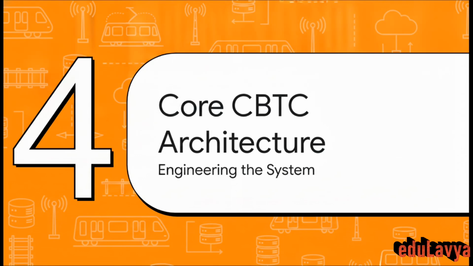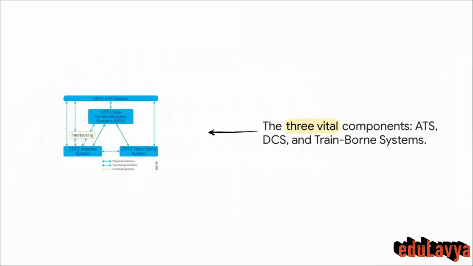Let's dive into Section 4, core CBTC architecture. We know the theory now, so let's break down how engineers actually build this system. The whole CBTC architecture is built on an interconnected triad. You basically have three vital components. First, there's the train-borne system sitting right on the vehicle itself. Second, the wayside system located along the physical tracks.